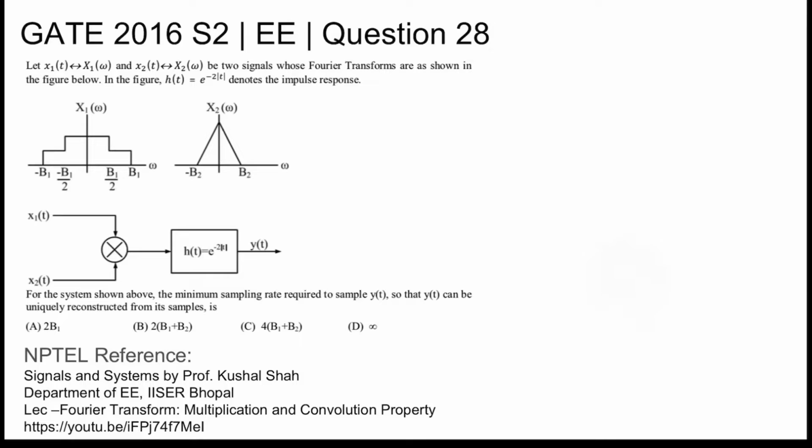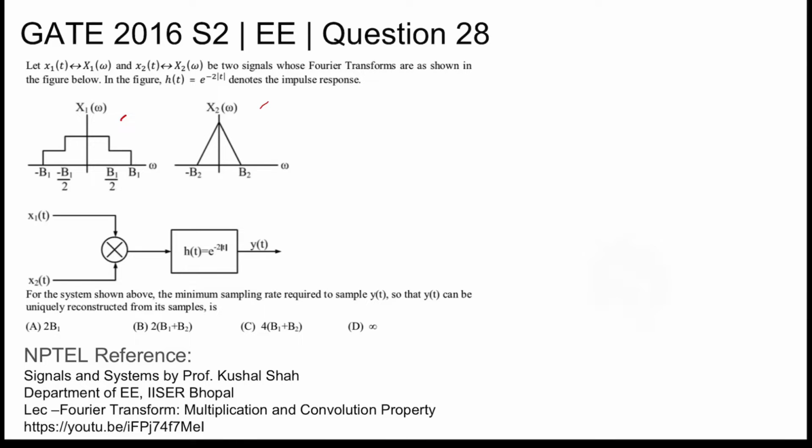This is GATE 2016 set 2 electrical question number 28. Let x1(t), whose Fourier transform is X1(omega), and x2(t), whose Fourier transform is X2(omega), be the two signals whose Fourier transforms are shown in this figure.